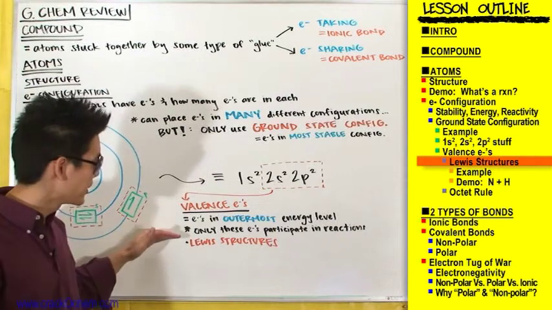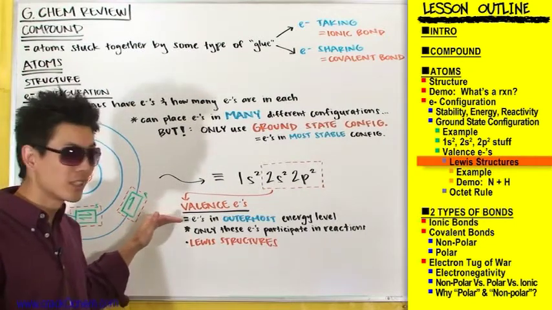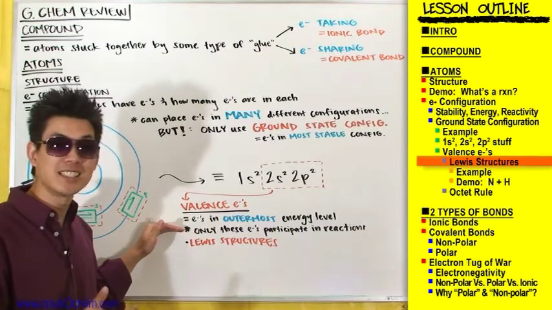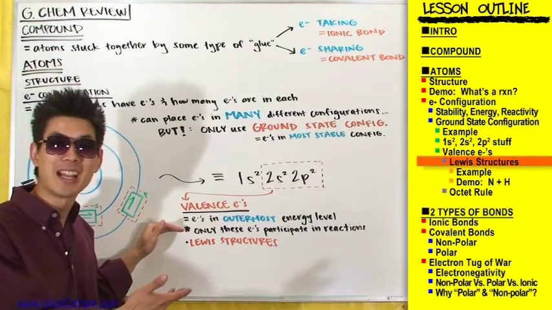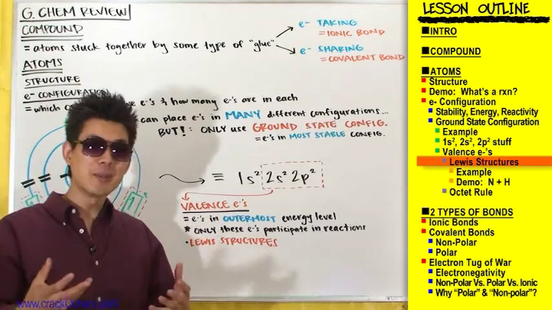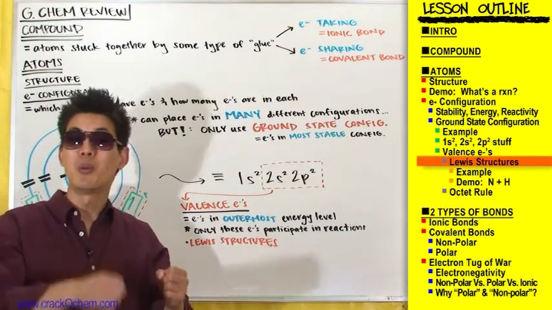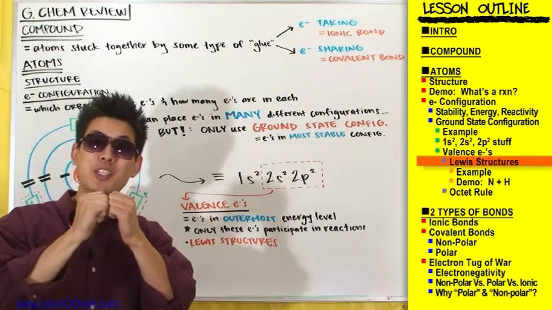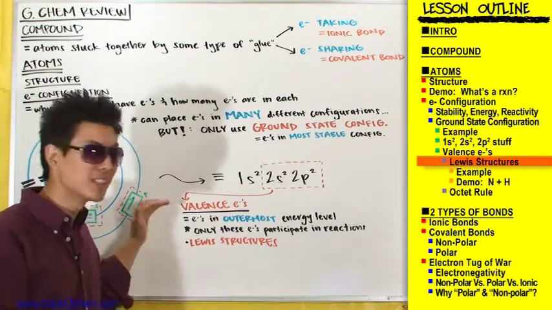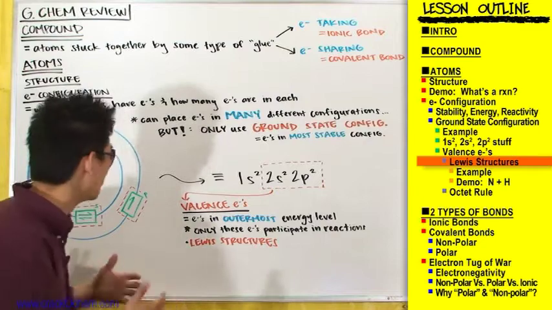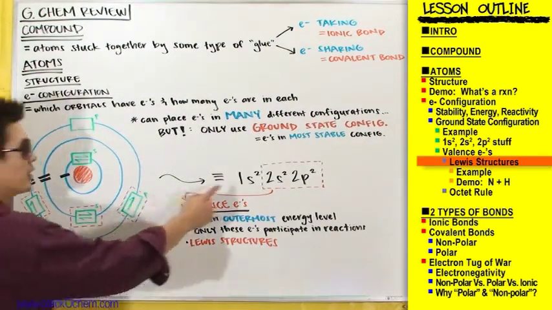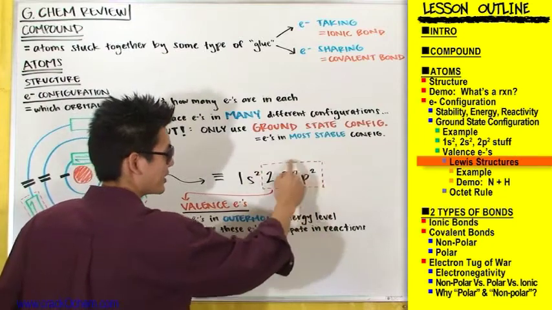Alright, so this is what we were talking about. Valence electrons are electrons in the outermost energy level. This makes them special because it's only these electrons that can participate in reactions. And as organic chemists, we're interested in reactions, how one atom reacts with another atom. And the way that these atoms react is by using their valence electrons, their outermost electrons. So really, organic chemists are only interested in these outermost valence electrons.